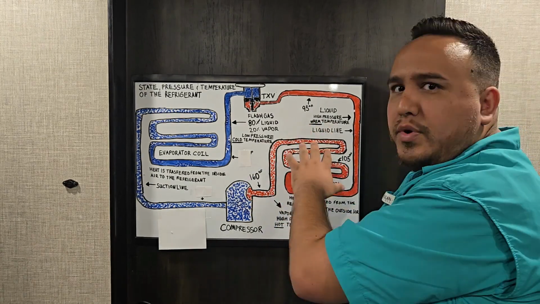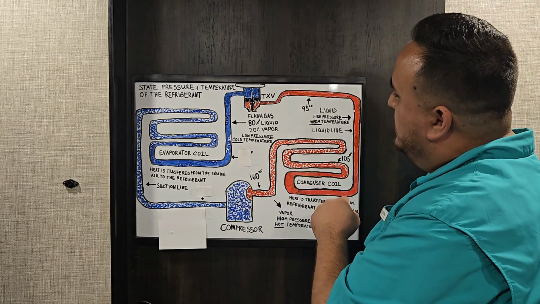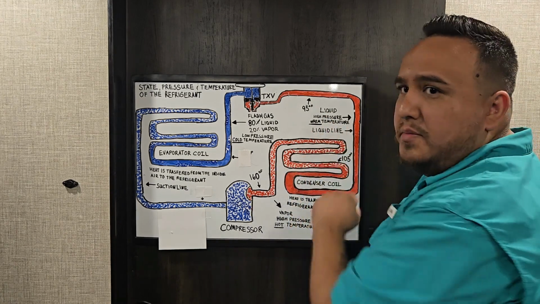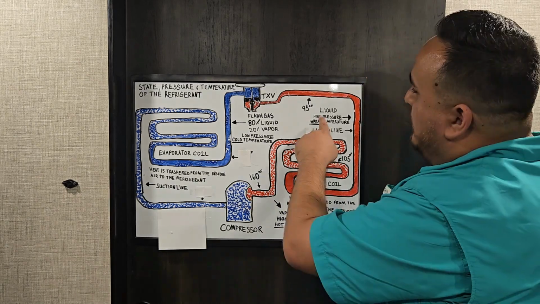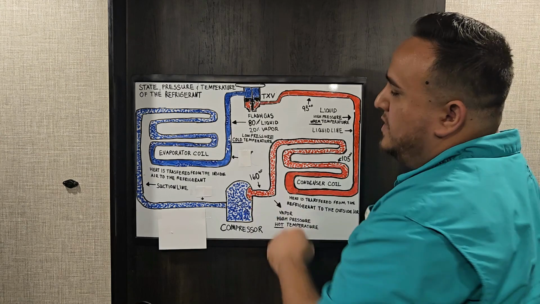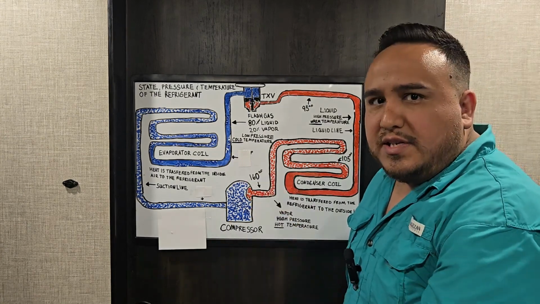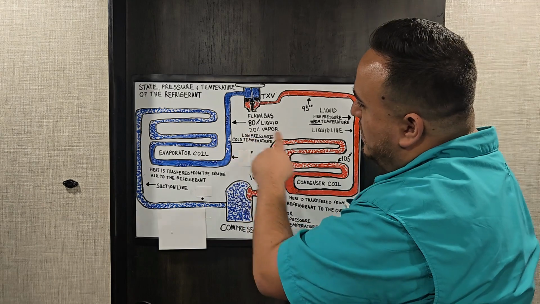Remember, over here, the pressure is a lot higher. So as you can see, the liquid refrigerant is at a high pressure, but at a warm temperature. Once again, compared to high pressure, hot temperature, we have high pressure, warm temperature. It goes into my TXV. The TXV lowers the pressure and lowers the temperature. It starts coming out as a flash gas, 80% liquid, 20% vapor.